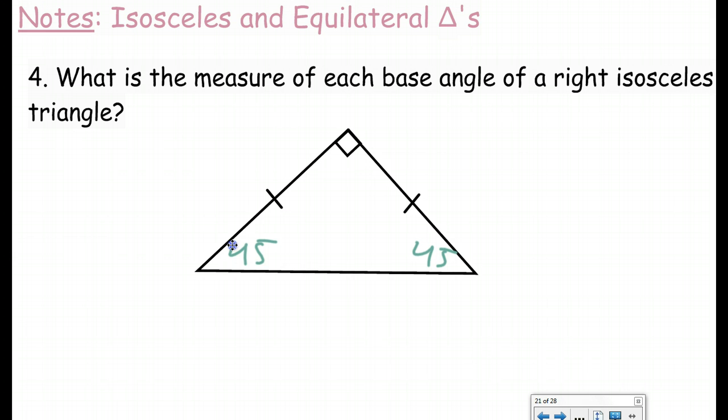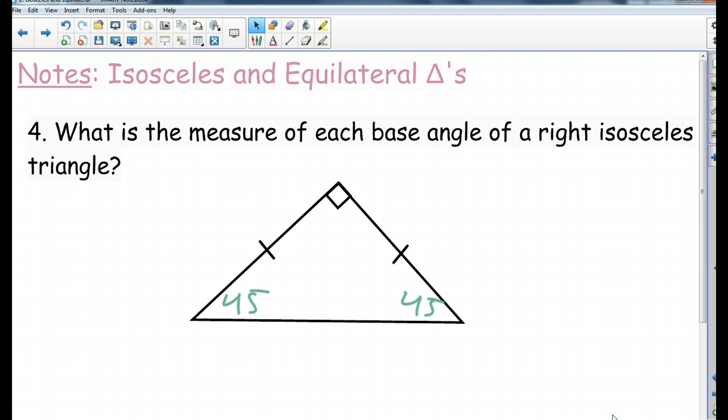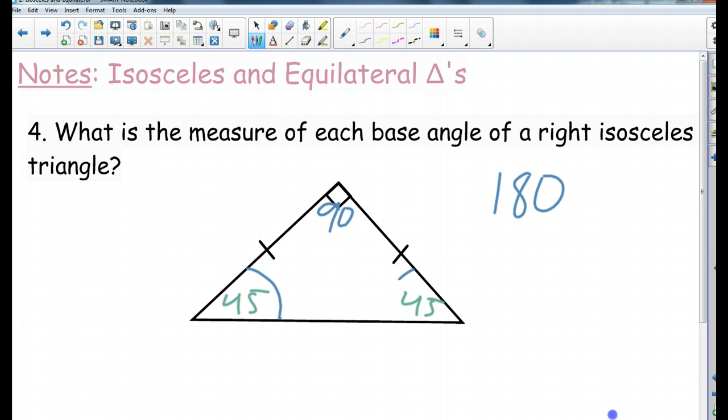Perfect. 45, 45, 90. How did he get that, guys? Because it's 45, 45, 90. 180. Wait. What is this angle? 90. I know that the angles across from my tick marks are congruent. So I do 180 minus 90, and then you cut it in half. 90 divided by 2. 45, 45.